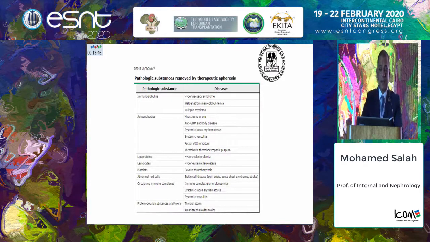These are examples of the pathologic substances removed by therapeutic apheresis: immunoglobulins as in hyperviscosity in Waldenström, multiple myeloma, autoantibodies, myasthenia, anti-GBM, systemic lupus, systemic vasculitis, factor VIII inhibitors, TTP, lipoproteins in hypercholesterolemia, leukocytes in hyperleukocytic leukostasis, platelets in severe thrombocytosis, abnormal red cells in sickle cell disease, circulating immune complexes in glomerulonephritis, SLE, or vasculitis, and protein-bound substances and toxins, thyroid storm or Amanita phalloides toxins.